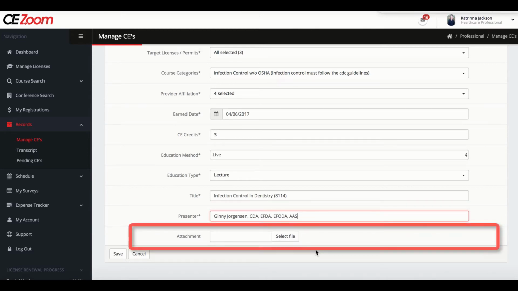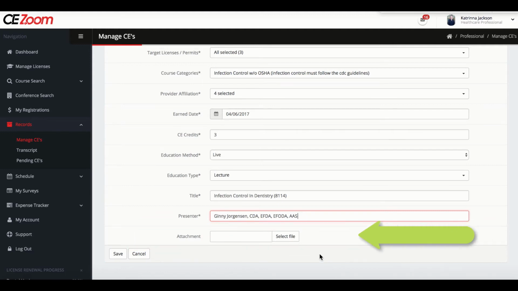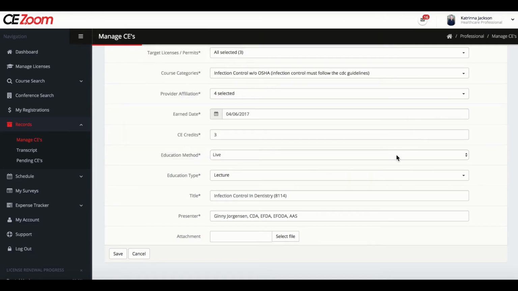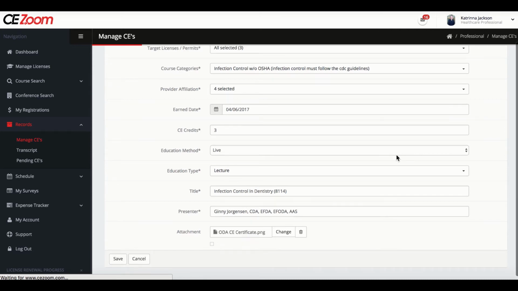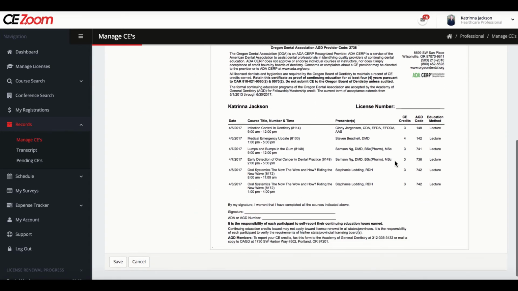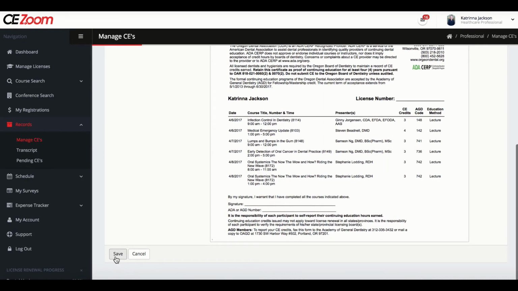Attachment. This is where you will upload your certificate. Click Select File and select the picture or file of your certificate. Make sure you upload the correct certificate for the correct course. If you are inputting a course that is listed on a certificate with multiple courses, please attach that certificate to each course you inputted. You will always want to attach a certificate to show proof of attendance for each course.